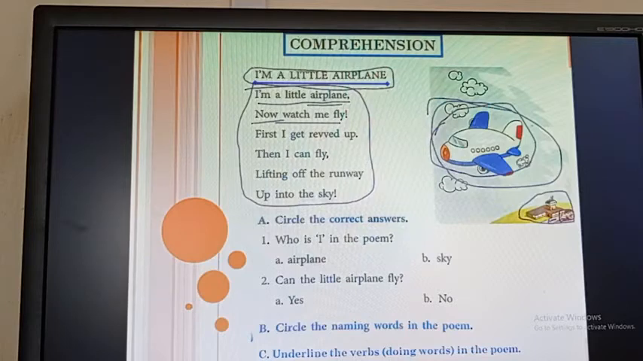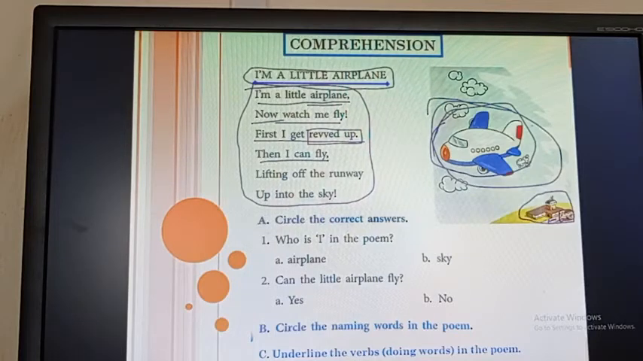First I revved up. Now what is the meaning of rev up? Rev up is getting ready to do something big. Getting launched. So revved up means to get ready. First I get revved up, first I get ready. Then I can fly. So when I get ready first, then only I can fly.